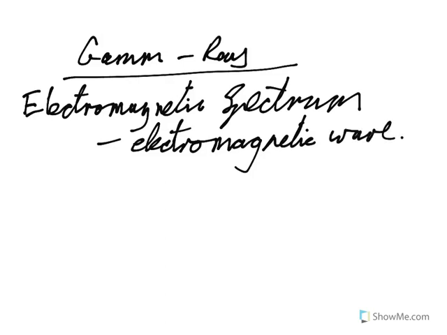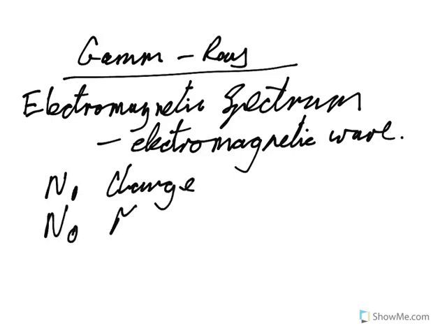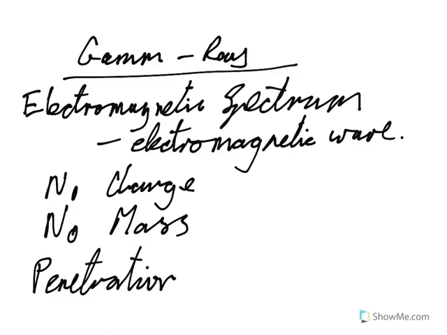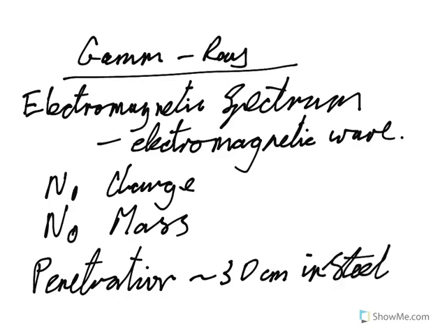So it's not a particle at all. It's electromagnetic radiation and has no charge as such, has no mass, so it's not going to change that. Penetration in steel is about 30 centimetres. So a lot, and in air it doesn't ever really get absorbed.